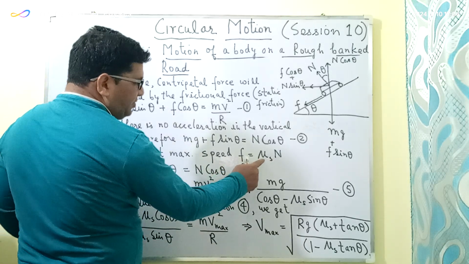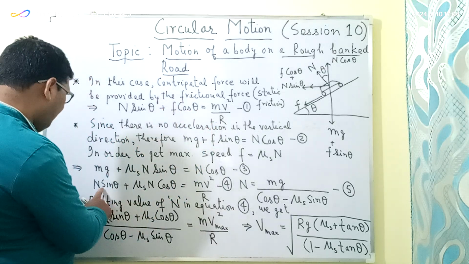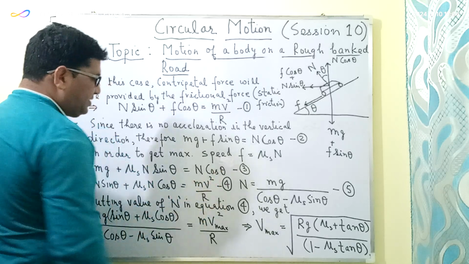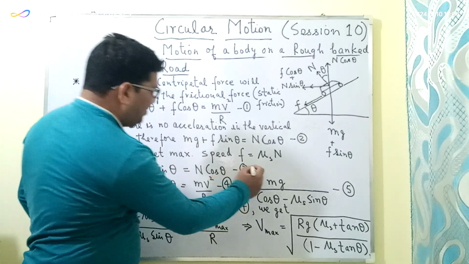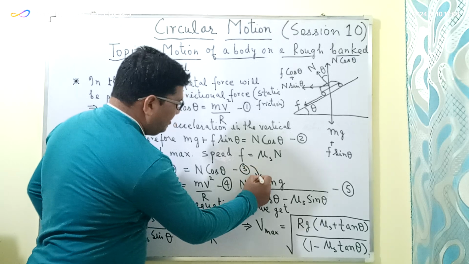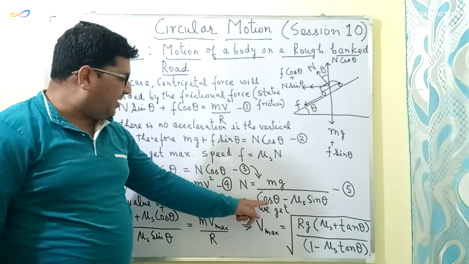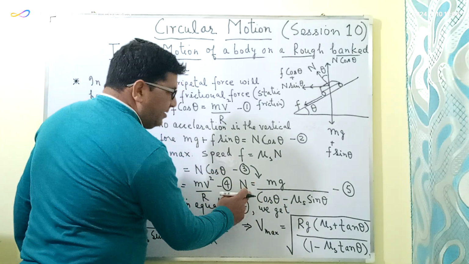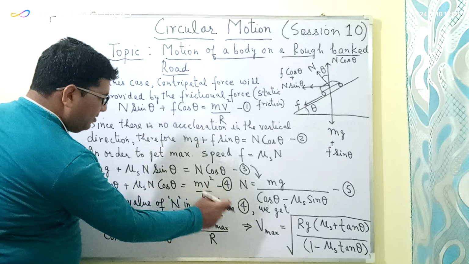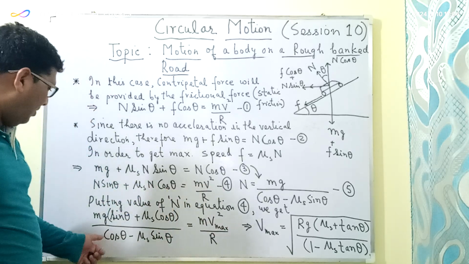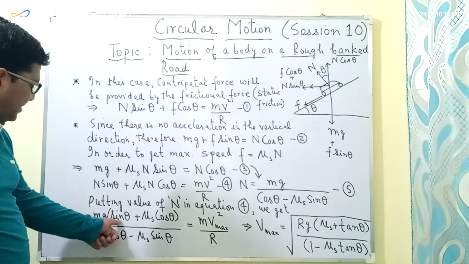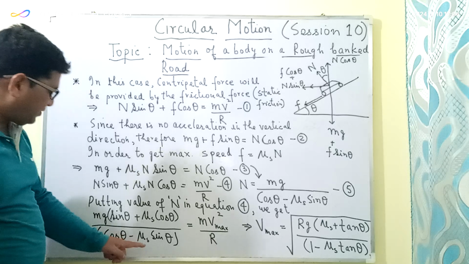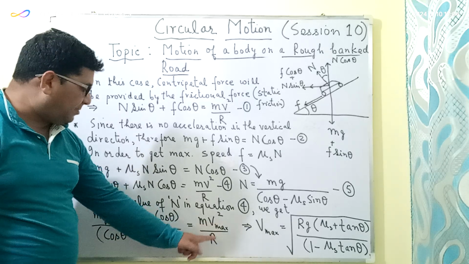Similarly, I have substituted this value in equation number 1. So I have got N sin theta plus mu s N cos theta, which is equal to mv square by r. So I got these two equations. Now from equation number 3, I have got N equal to mg divided by cos theta minus mu s sin theta. Substituting this value of N in equation number 4, I get mg in bracket sin theta plus mu s cos theta divided by cos theta minus mu s sin theta, which is equal to m v maximum square by r.